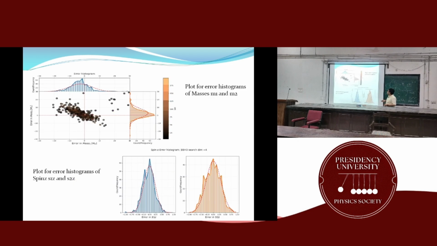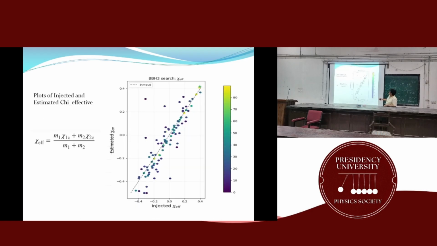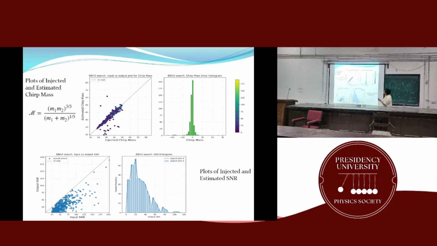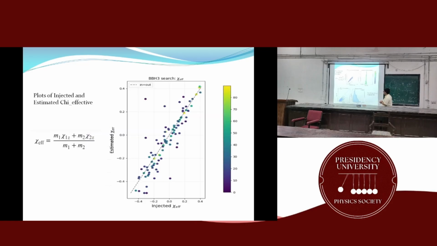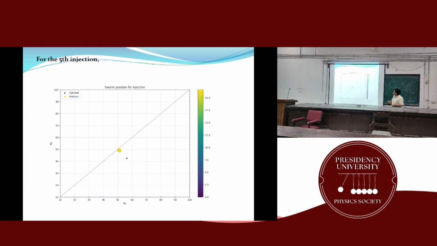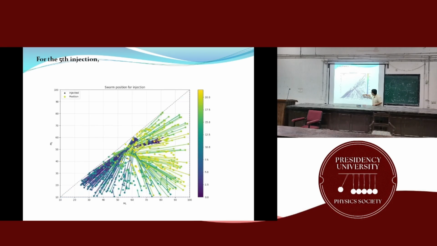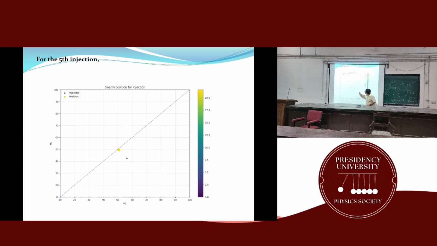Here, in this plot, we are plotting the chi effective. We are weighing the spins with the recovered masses and then plotting it. This shows how well the spin is constrained. So the chi effective is well constrained, and this is the chirp mass we have plotted. This is how PSO works for the fifth injection of this sampling. As you can see, this particle which starts here gradually converges at this point, near the true value.